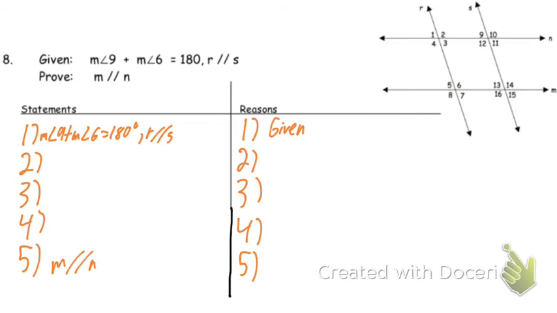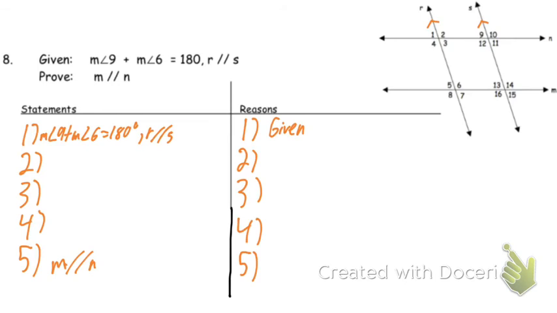Very good. So let's go ahead and mark some things on our picture. Okay, I always am a supporter of that. Line R is parallel to line S. Okay, and we're trying to prove the other 2 lines are parallel.